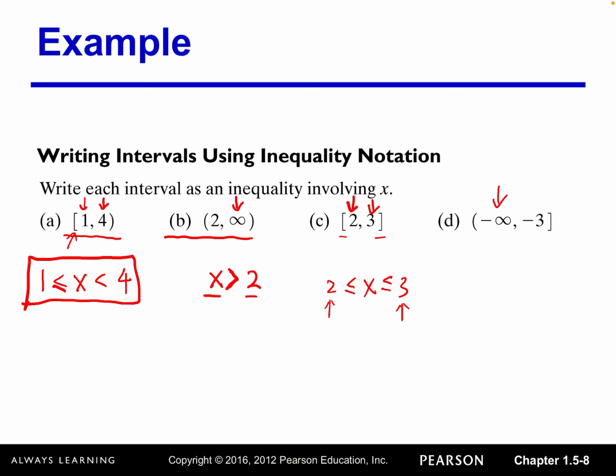D, again we see one boundary, so that means only one inequality. We need to put x on the left-hand side, -3 on the right-hand side, and then decide the inequality symbol: should we use less than or greater than? -3 is the upper bound. Negative infinity is a really small number, so x should be less than -3. And then should we include -3? Yes, this is a closed interval, so we need to put an equal sign here.